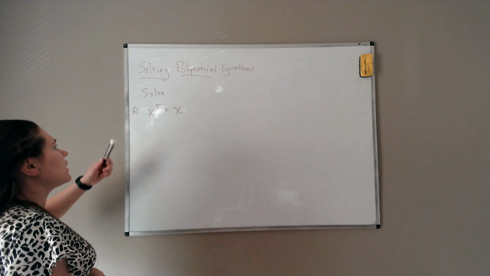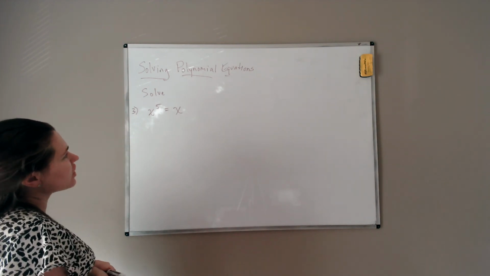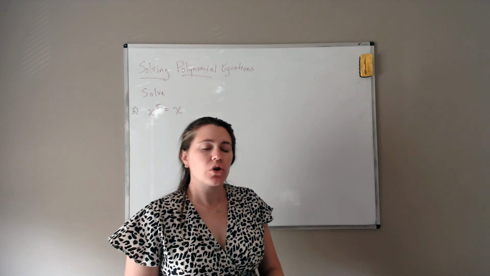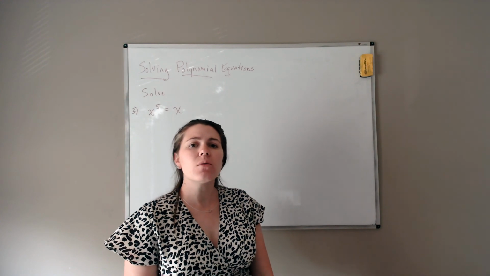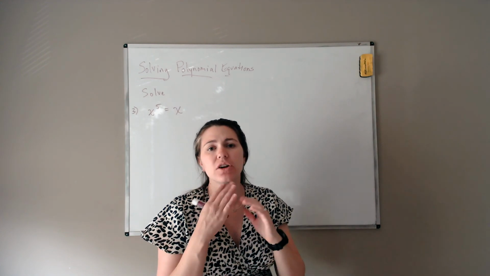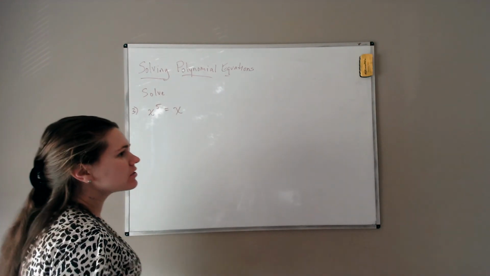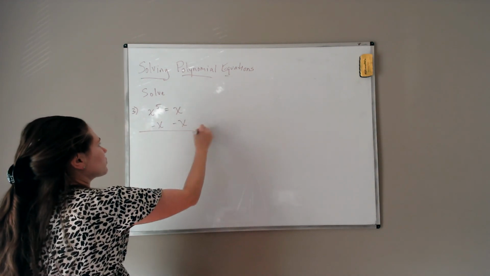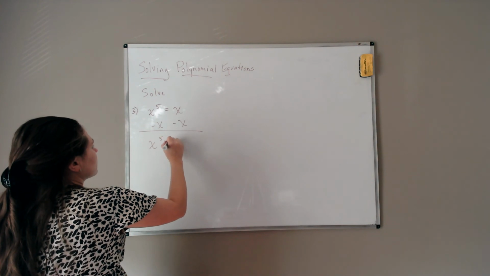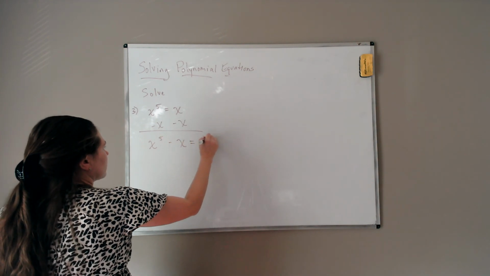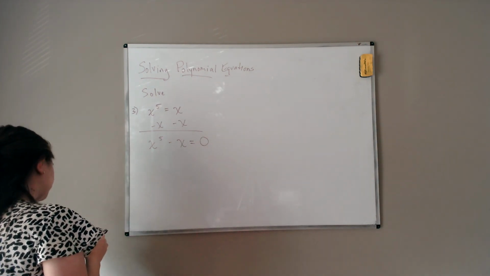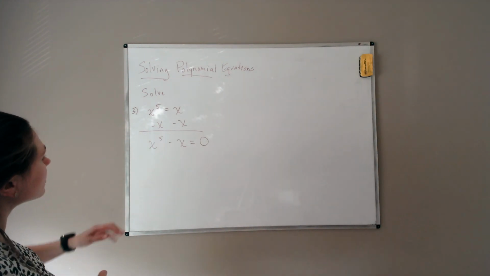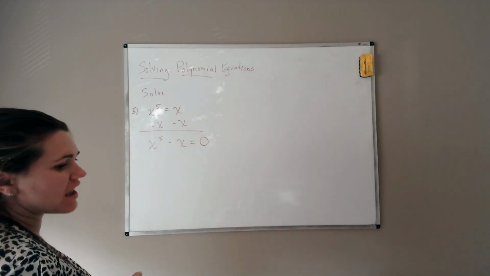So, next, someone might try and take the 5th root of both sides. No, do not do that. Always put this thing in standard form and then go from there. So if I put this in standard form, I cannot divide by x. I can take away x from both sides. Okay? And so now we've got x to the 5th minus x equals 0.